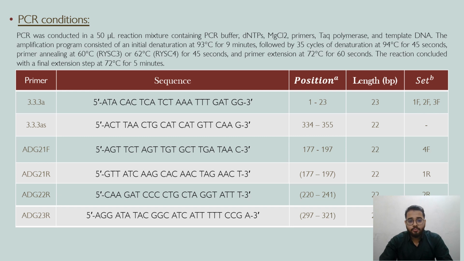Then PCR conditions. We saw a chart of the PCR conditions. We have primer, sequence, position, length, etc. PCR was conducted in a 50 microliter reaction mixture containing PCR buffer, dNTPs, MgCl2, primer, Taq polymerase, and template DNA. The amplification program consists of an initial denaturation at 93 degrees Celsius for 9 minutes, followed by 35 cycles of denaturation at 94 degrees Celsius for 45 seconds.